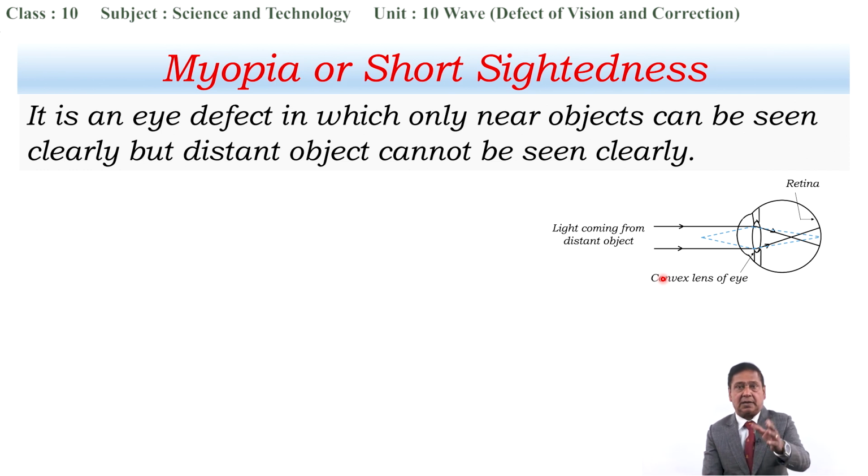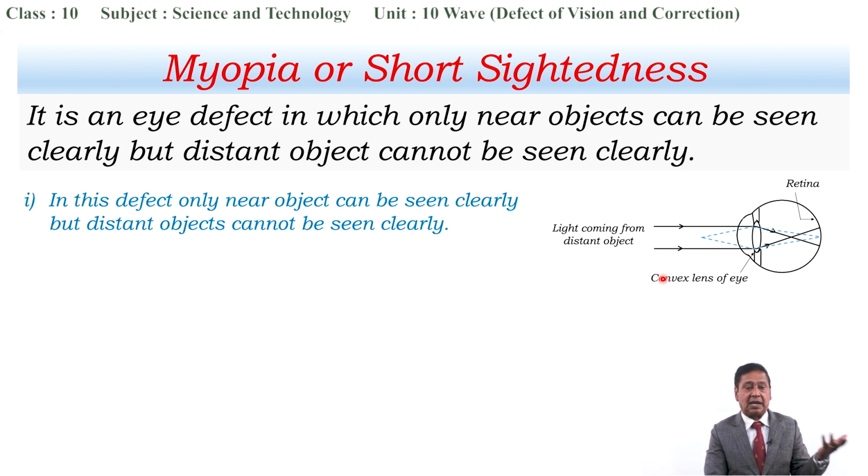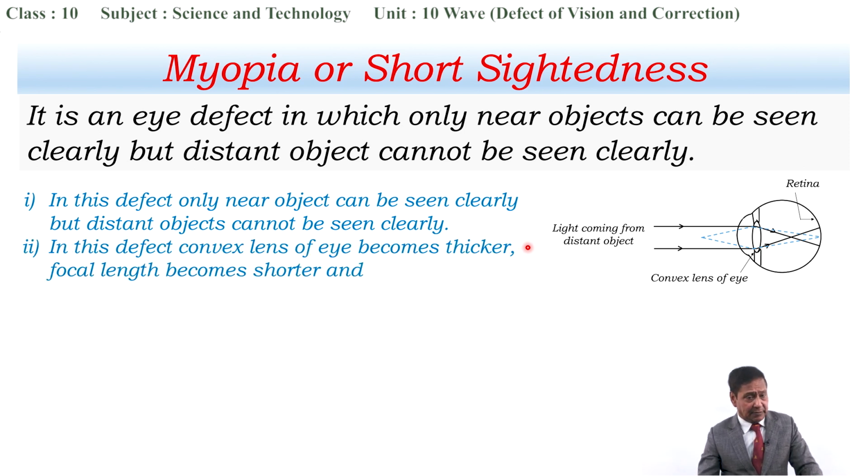If you are told to write the characteristic of myopia, you can say that in this defect only near objects can be seen clearly but distant objects cannot be seen clearly. Next, in this defect the convex lens of the eye becomes thicker and the focal length becomes shorter. It was taught in the previous class.